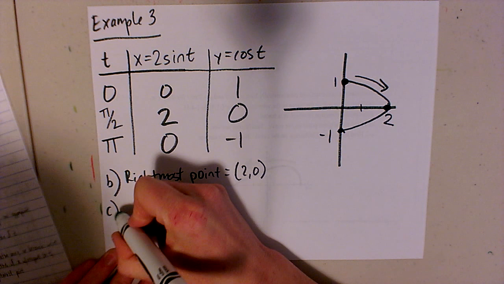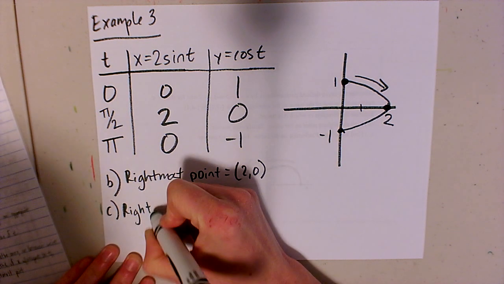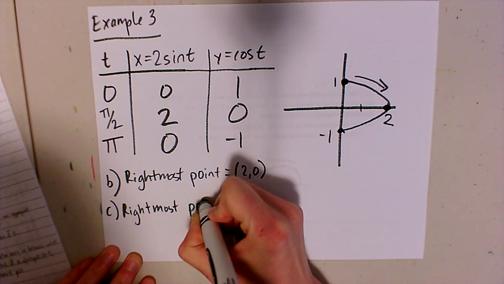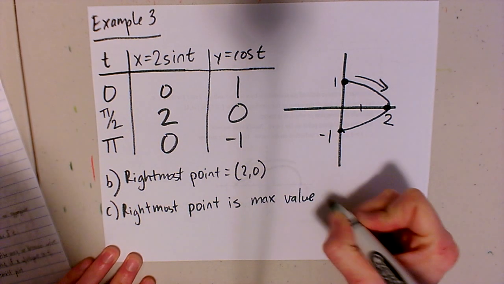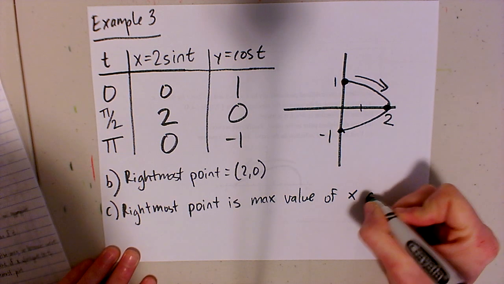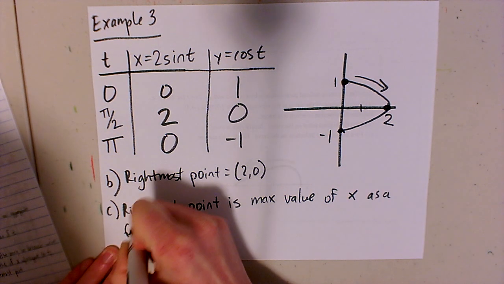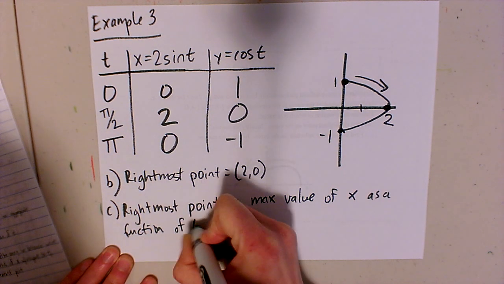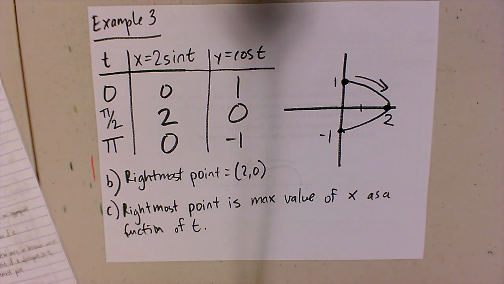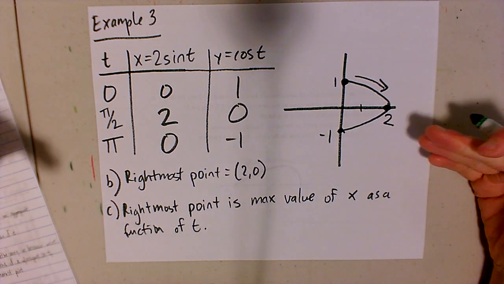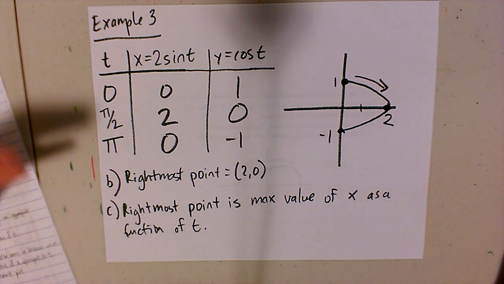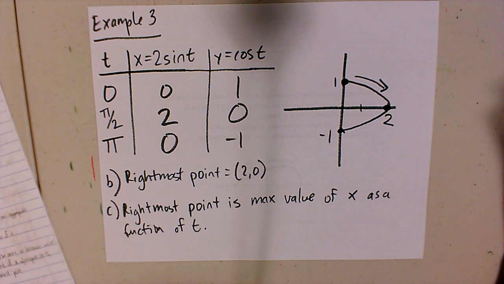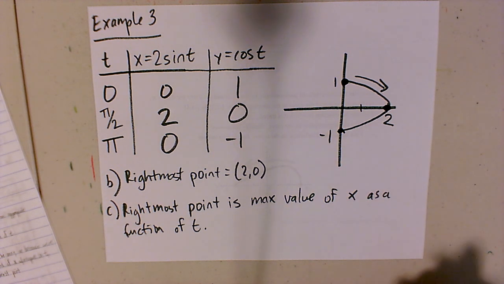Okay, so a statement that we can make: our rightmost point is going to be the max value of x as a function of t. So if it's the rightmost point, you've got to think it's the maximum of x, right? We've got these parametrics in two functions. We've got x and y. X gives us our horizontal, our left and our right, and y goes up. That's our vertical. That's going to go up and down. So rightmost, we're thinking about our max of x.